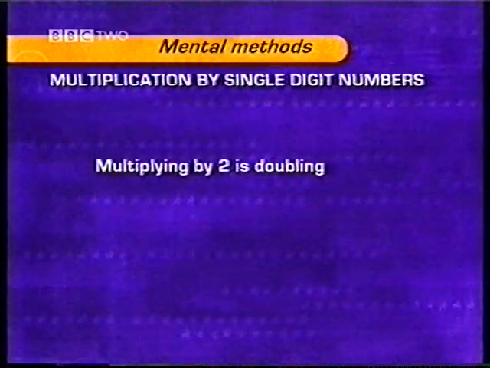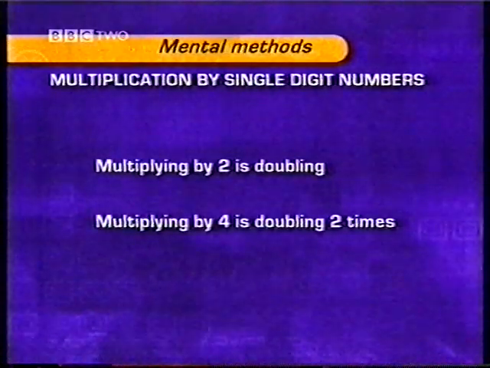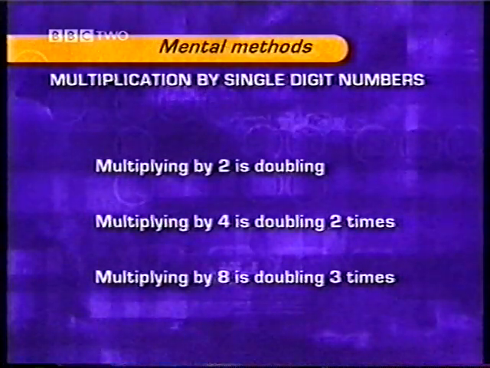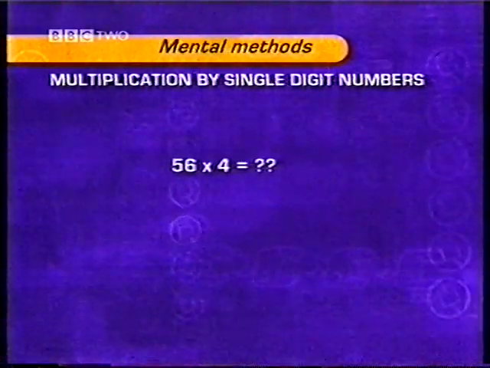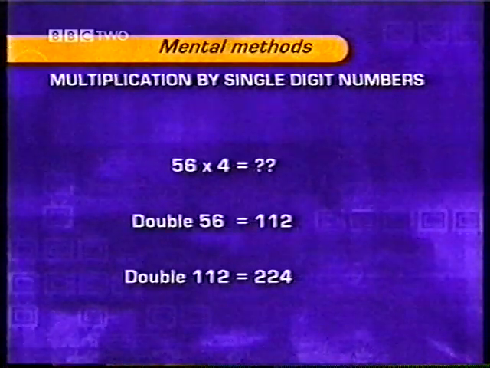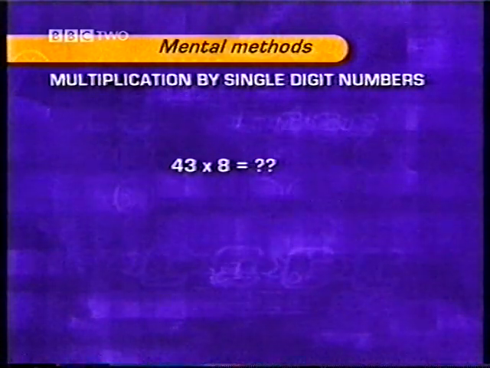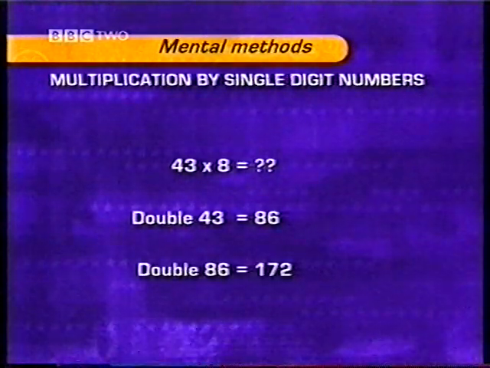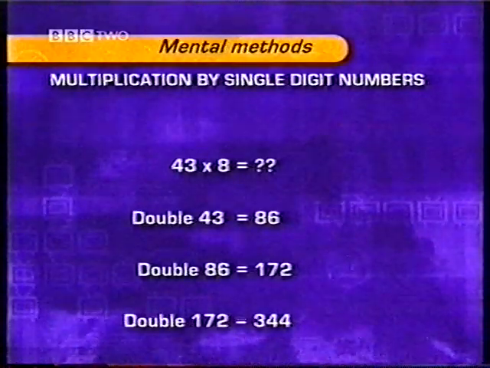Multiplying by 2 is doubling. Multiplying by 4 is doubling twice, and multiplying by 8 is doubling 3 times. So 56 times 4 is 56 doubled once, that's 112, doubled again equals 224. 43 times 8 is 43 doubled, that's 86. Doubled again, 172. Doubled again, 344.